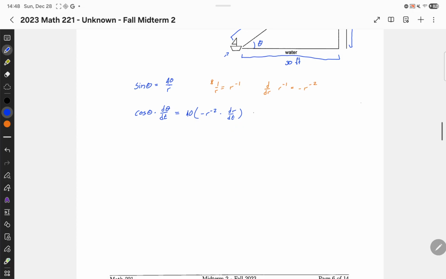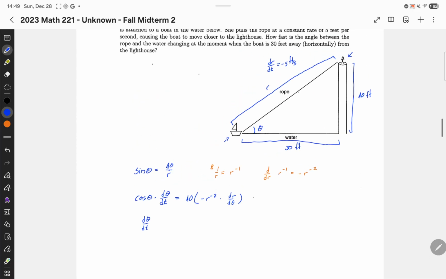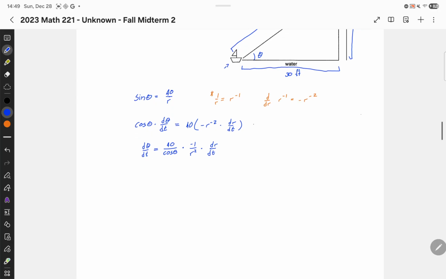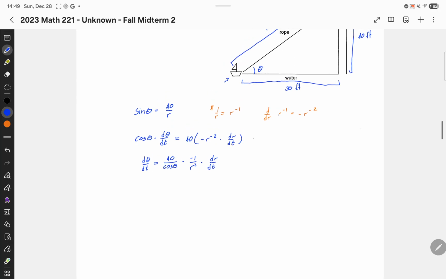So now let's go ahead and simplify this just a bit. We have d theta dt, which remember is what we want to find. We want to find how that angle is changing. Let's go ahead and move this cosine to the other side while we're here. We have 40 over cosine theta times, this becomes 1 over r squared, so times a minus 1 over r squared times dr over dt, just like that. And so now we're ready to start finding some values.